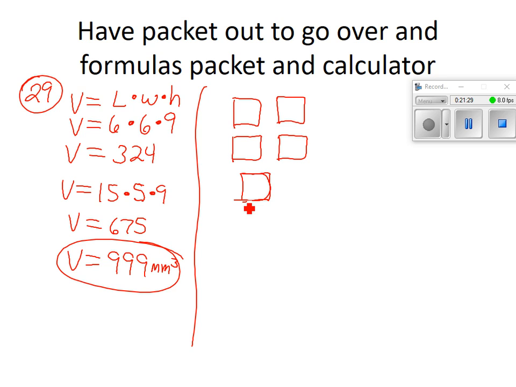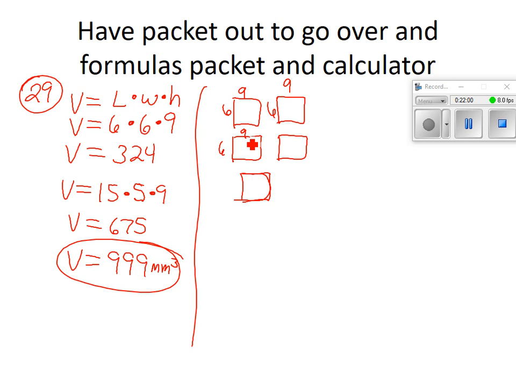Let's do the very top. What are its dimensions? 6 by 9. The bottom would be 6 by 9 also, but we don't want it, right? So we're not doing it. The right-hand side, what are the dimensions of it? 9 by 6. The left-hand side, 9 by 6.